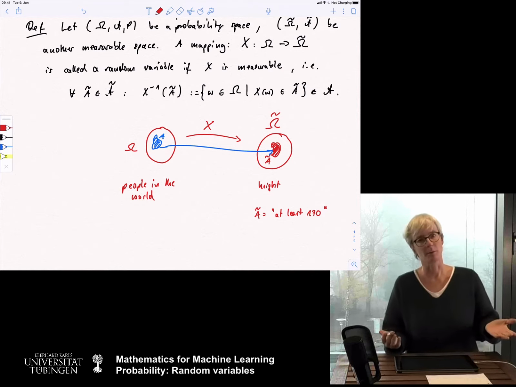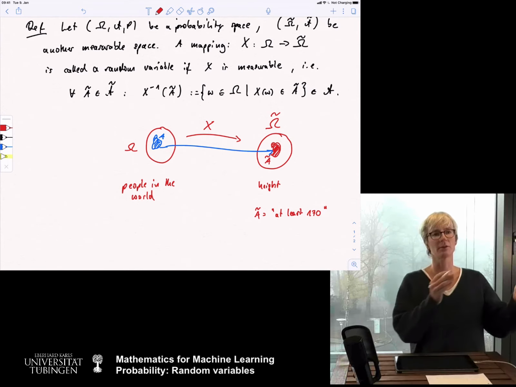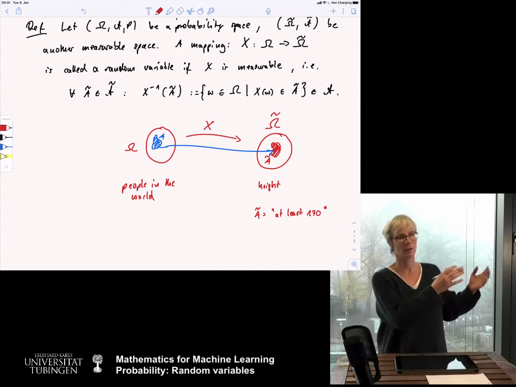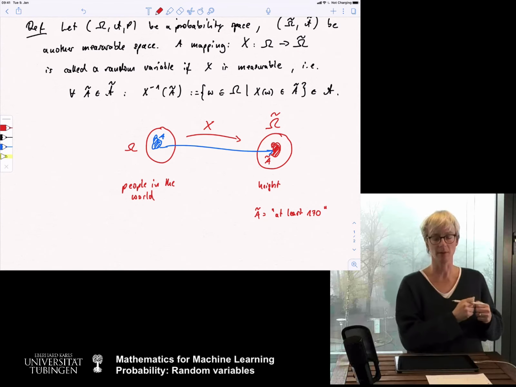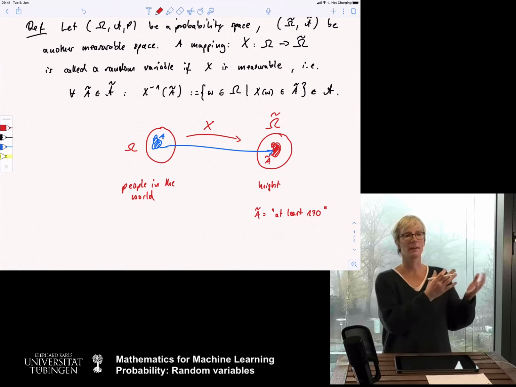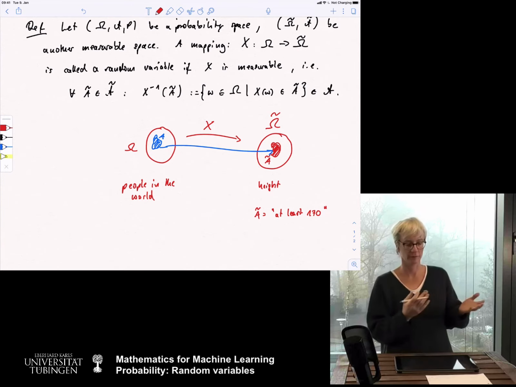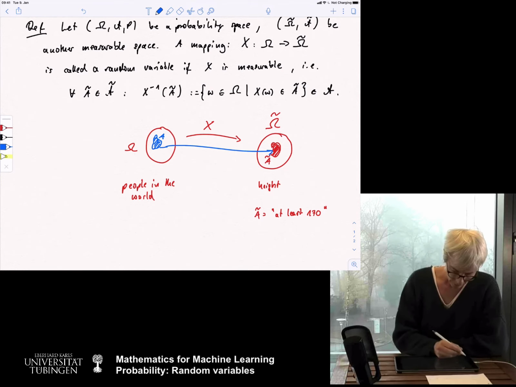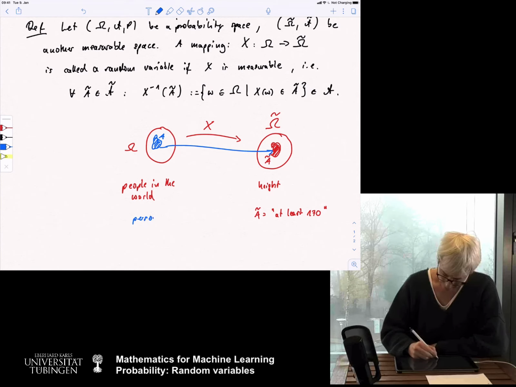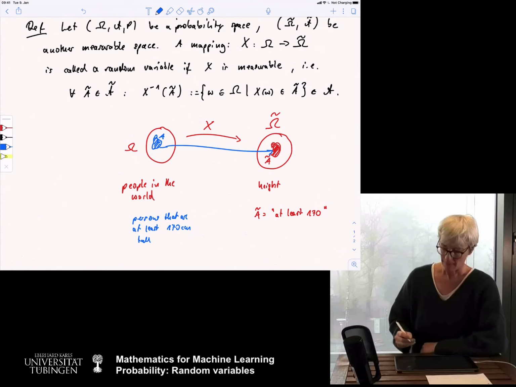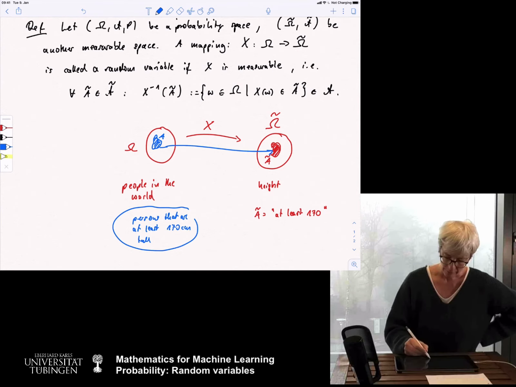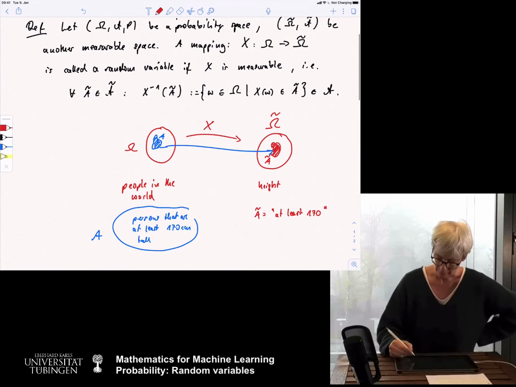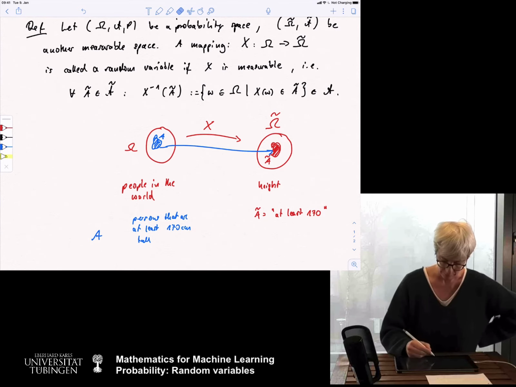And now to assign a probability to it, what do I need to do? I need to go to the original space and figure out, among all the population of the world, if I would sample all these people, who would be at least 1.70 meters, and then I need to count them and figure out what is the probability of sampling these people. So here you would have the persons that are at least 170 centimeters tall. And this here is our set A, and this here is the set A tilde. Oh, that's maybe not a good notation, let me do it differently.